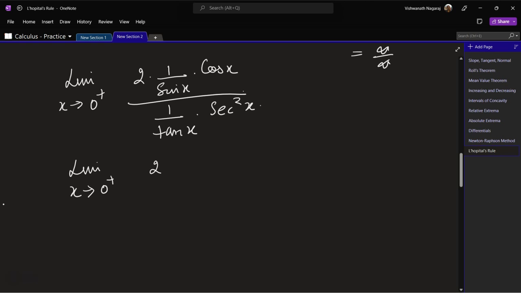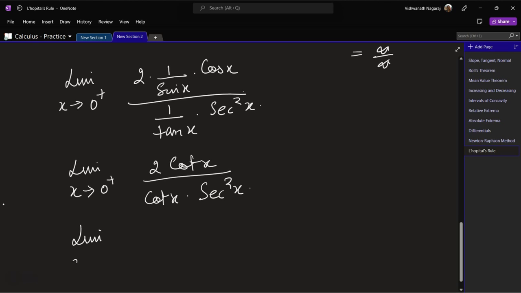So this gives us cos x by sin x, which is cot x, by 1 by tan x, which is cot x, times sec square x. Limit as x approaches 0 from the positive side of 2 cot x, and cot x cancels, and sec square x is nothing but 1 by cos square x. So it will come up as 2 cos square x, and here we do direct substitution. 2 times cos 0 is 1, so 1 square is 1, which gives 2 as the limit.